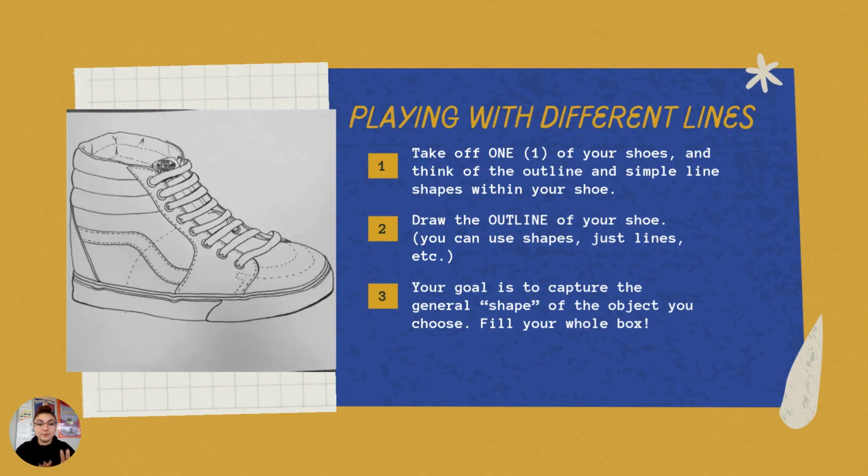Now, I'm going to have you guys set a timer because I'm going to give you 5 minutes. Just pause this video for 5 minutes. You only get 5 minutes, and then come back to this video once you are done with your contour line shoe, and then we'll talk about the next steps.